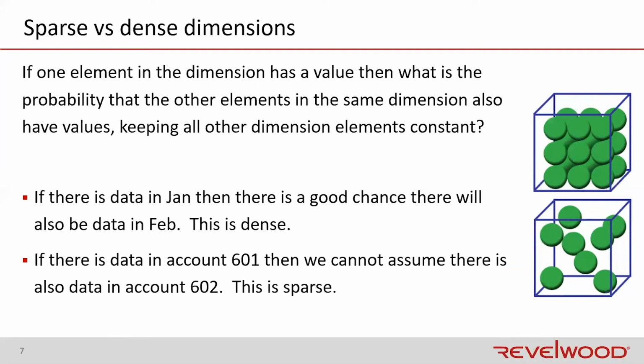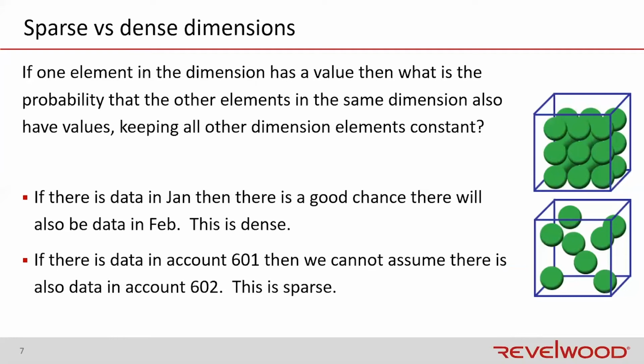Really what that means is all other things being equal. If I have something associated with one element in this dimension, can I assume anything associated with other elements in the dimension? Okay. So the two bullet points here. So the first bullet point. If there's data in January, and I'm only thinking of January, I'm only thinking of time. So I'm not taking into consideration scenario and company and account and all those other things, all those being equal.